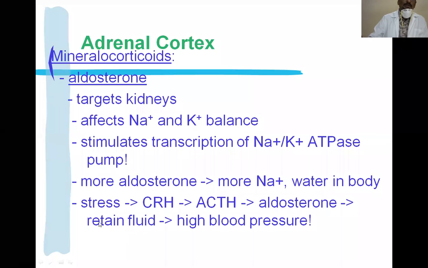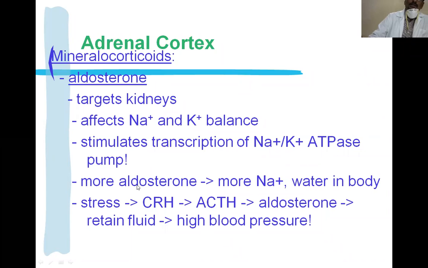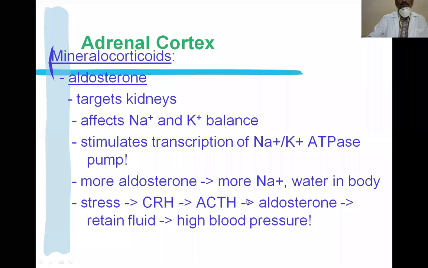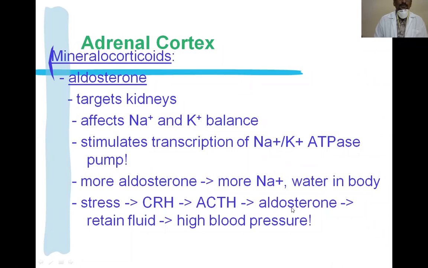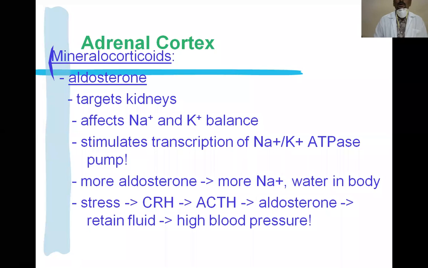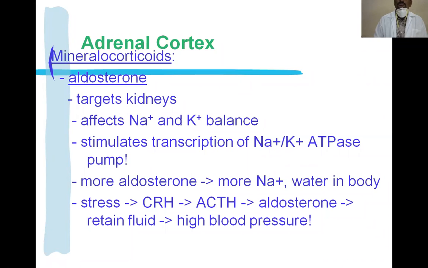So whenever there is stress, it leads to the release of corticotrophin-releasing hormone from the hypothalamus, which causes the release of ACTH, the adrenocorticotropic hormone, from the anterior pituitary, which causes the release of aldosterone from the zona glomerulosa, which leads to sodium and water retention, an increase in ECF volume, and leads to a rise in blood pressure. That is the sequence.